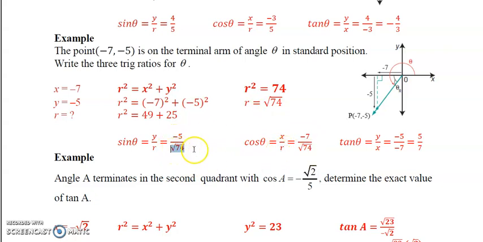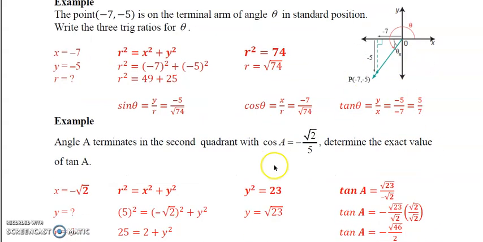I know I left these in the denominator. I will leave them in for now. You can rationalize them if you want, it's up to yourself. So sine is y over r, negative 5 over root 74. Cosine is x over r, negative 7 over root 74. And y over x is negative 5 over negative 7, which is 5/7. So in quadrant 3, sine is always negative, cos is always negative, and tan will be positive, as you can see.